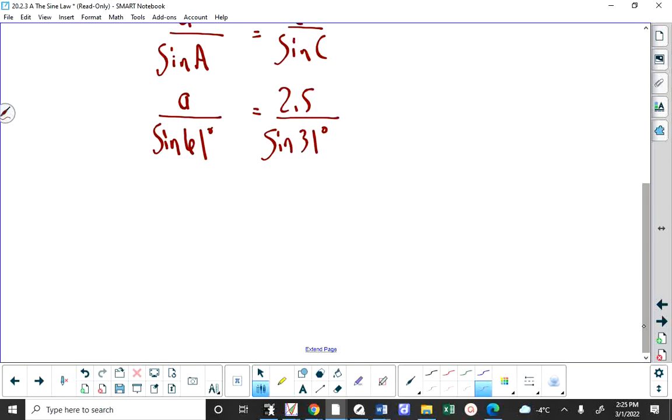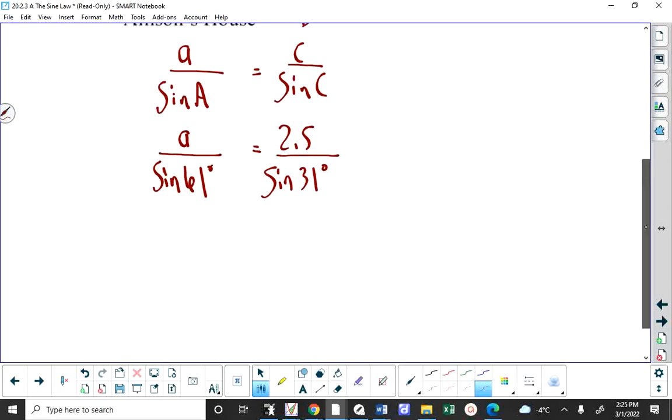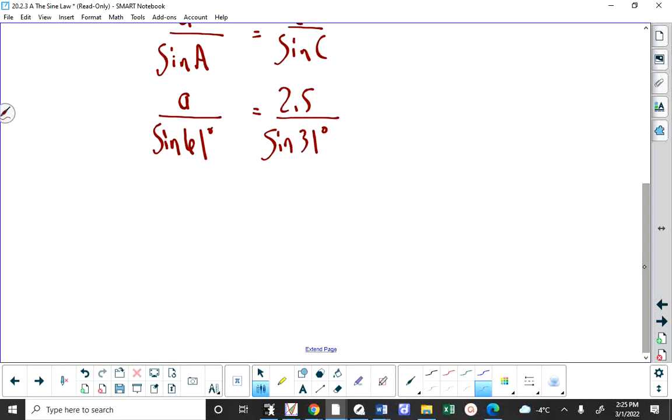But one thing I want to point out to you is that sine of 61 degrees is just a number, okay? That's all it is, a number. If we want to know what it is, we can go sine 61, but I don't really care to do that because it's not important what the number is. It's a number. Sine of 31 degrees is a number. So fundamentally, solving this equation is no different than solving this equation. It isn't.